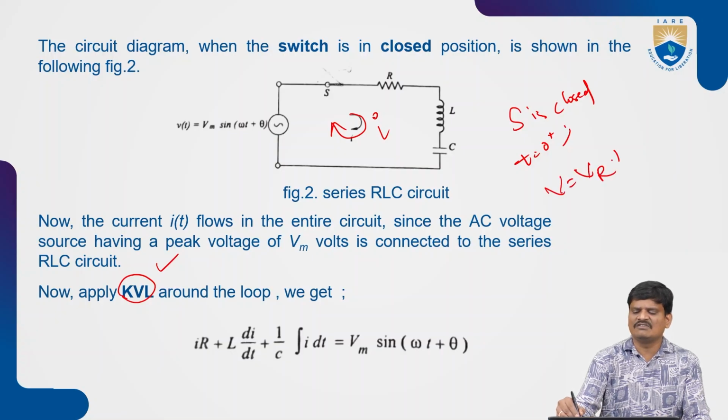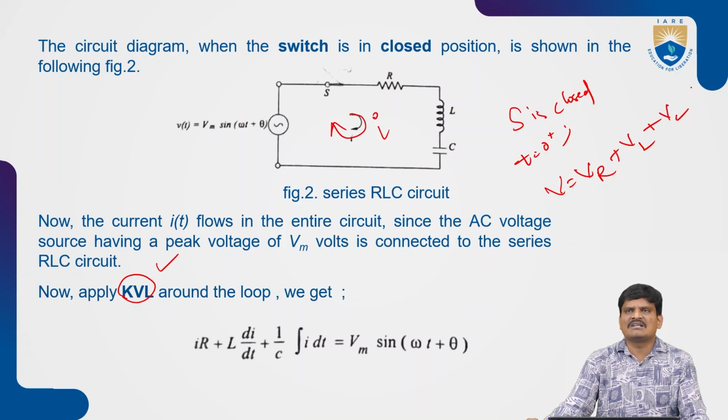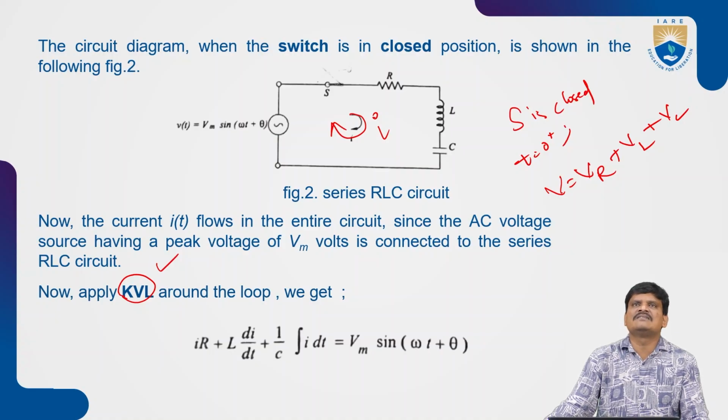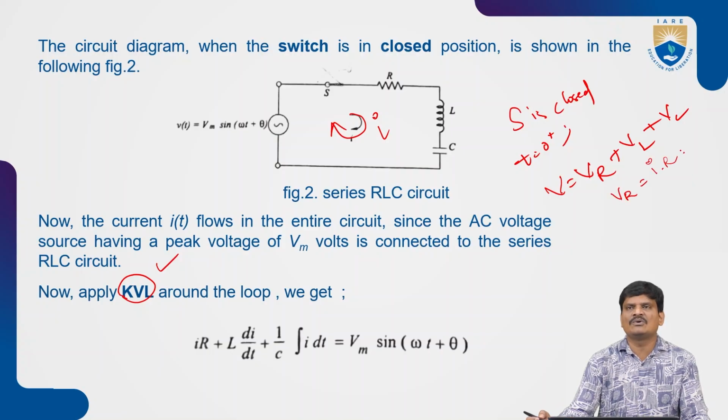V equal to VR plus VL plus VC, where V is the supply voltage, VR is the voltage across the resistor, VL is the voltage across the inductor, and VC is the voltage across the capacitor. Now you know the individual voltage drop across each passive element that is connected in the circuit. The voltage across the resistor in general is taken as I into R.